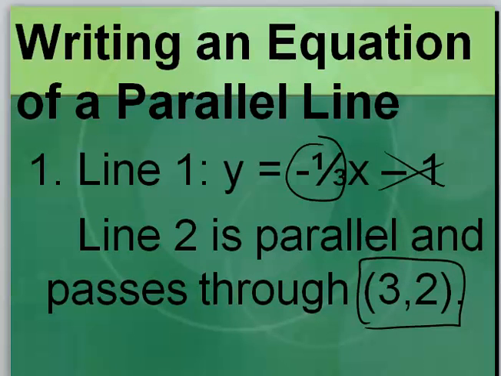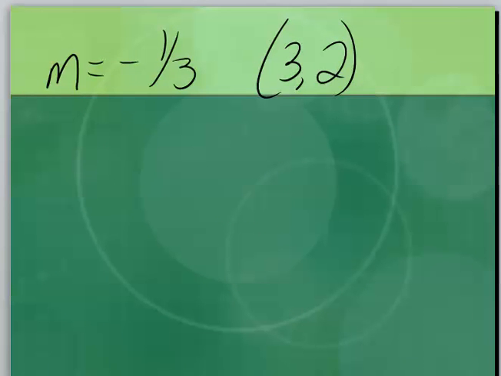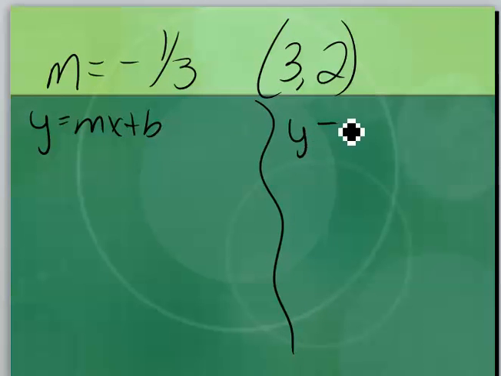Using this information from the problem, we're going to do the same method that we did in 36a. You can either use slope-intercept form, y equals mx plus b, or point-slope form, y minus y sub 1 equals m times the quantity x minus x sub 1.